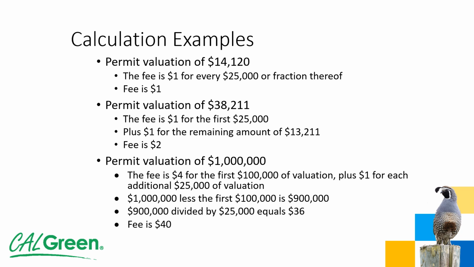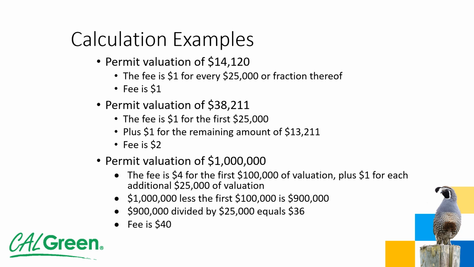A permit with a $1 million valuation, when calculated according to the regulations, is assessed as follows. The fee is $4 for the first $100,000 of valuation, plus $1 for each additional $25,000 of valuation. So $1 million minus the first $100,000 is $900,000. $900,000 divided by $25,000 equals 36. 36 plus $4 equals the total fee assessment of $40.